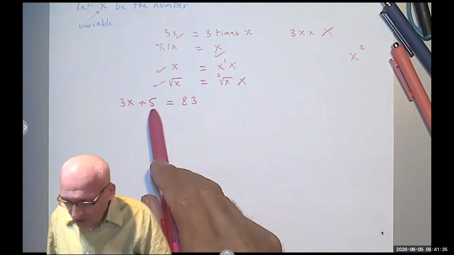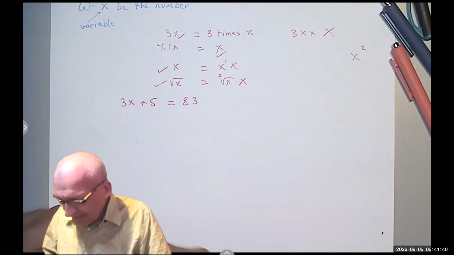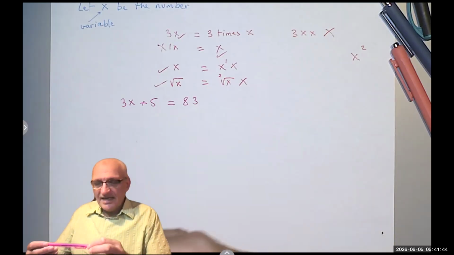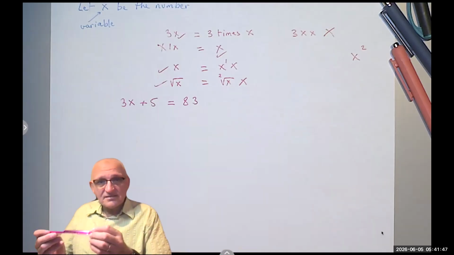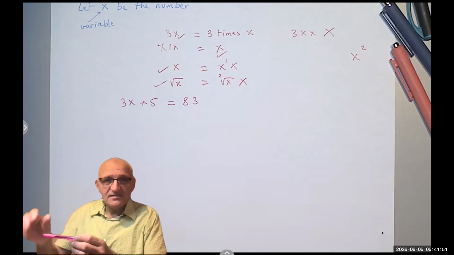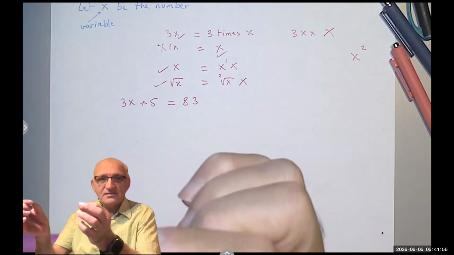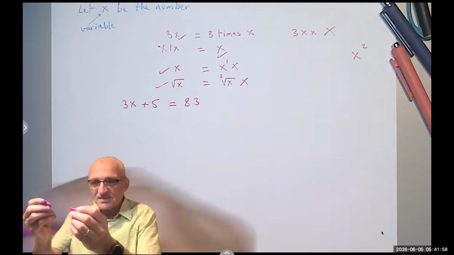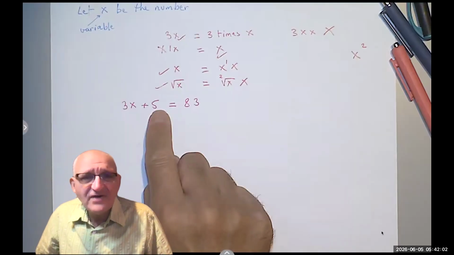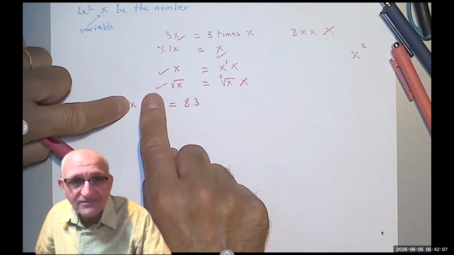So I say, oh, but I have 5 on the left-hand side. And I told you the equal sign means I have a balance. I have on the right-hand side 83. I have on the left-hand side 3x plus 5, and they are the same weight. So that's why I have equal. The equal sign means they are the same. But I don't want the 5 to be here. I just want 3x, and then I will have to get x.